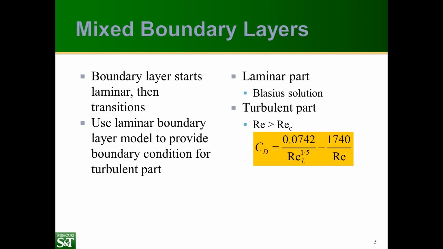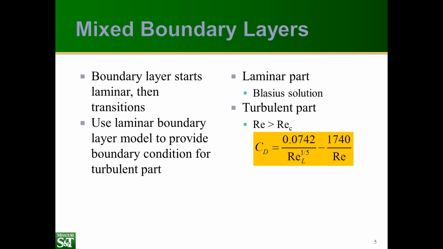Now, mixed boundary layers start as laminar, and then they transition to become turbulent. So the math in this case is more complex. We use the laminar boundary layer model to provide a boundary condition for the turbulent part. So for the laminar part, we use the Blasius solution, and for the turbulent part, we use the momentum integral equation, and we have a boundary layer, or a transition. So the initial condition for our turbulent boundary layer is the laminar boundary layer thickness at the critical Reynolds number of about 500,000.